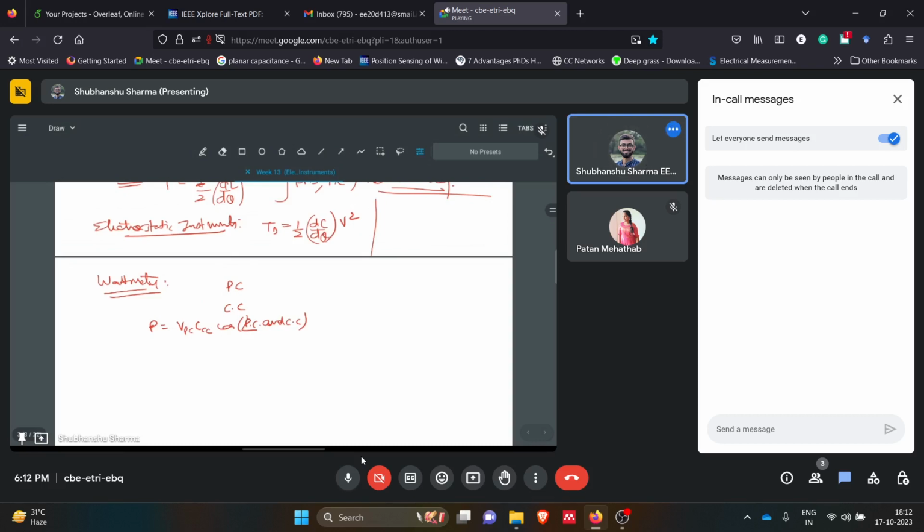The power of a wattmeter is the product of the voltage across the power coil and the current through the current coil, and the angle between these two. If you know this, then you can solve any configuration of wattmeter. So we saw different configurations of wattmeter, and after that we saw bridges.